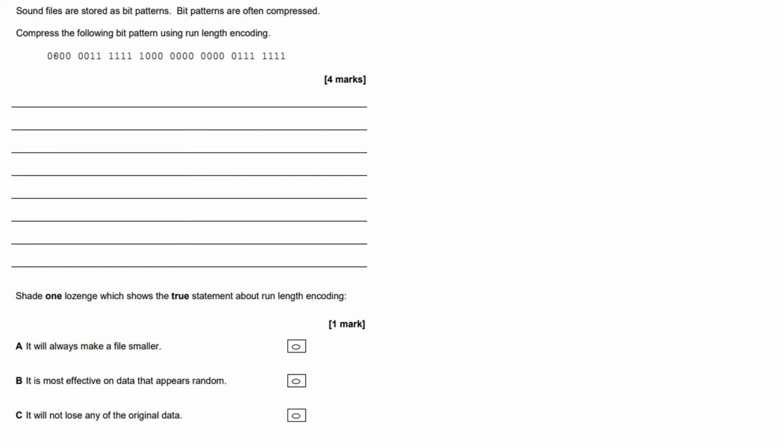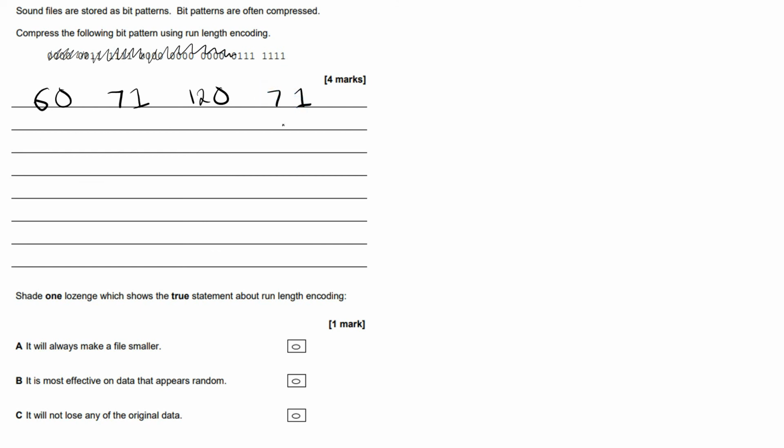So we've got 1, 2, 3, 4, 5, 6 zeros. So I would write 6, 0. I'm just going to cross those off so that I know that I've done them. Then we've got 1, 2, 3, 4, 5, 6, 7 ones. So I would put 7, 1. Then I've got 1, 2, 3, 4, 5, 6, 7, 8, 9, 10, 11, 12 zeros. And then I've got 1, 2, 3, 4, 5, 6, 7 ones.